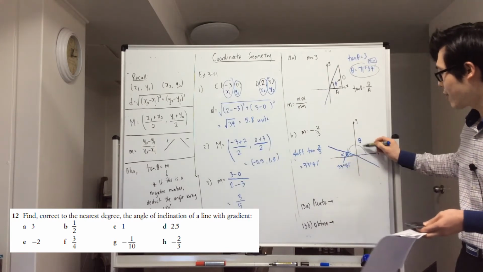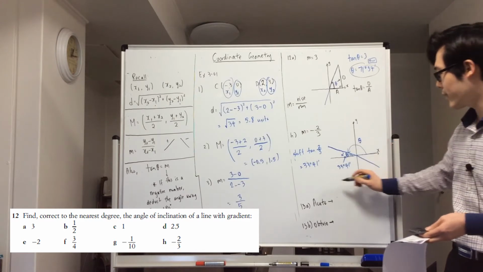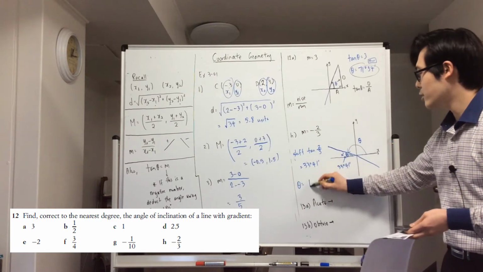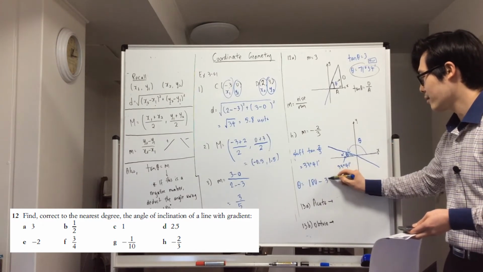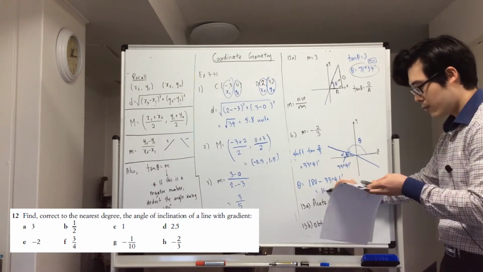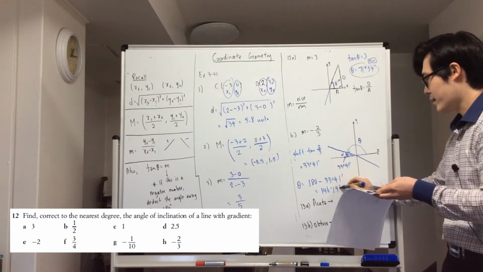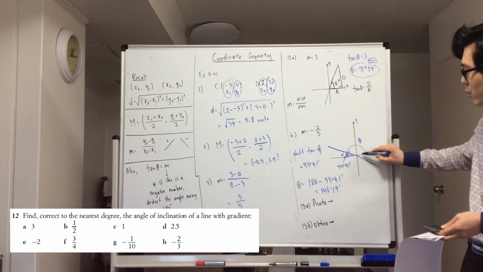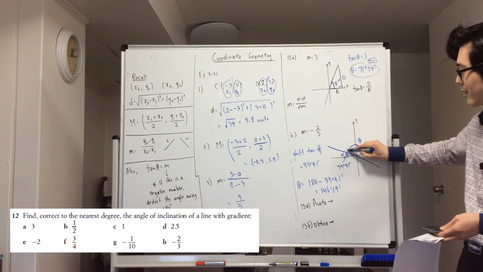But remember, I want that angle. So if I want to find that angle, so theta is then you do 180, take away that, okay? That's the extra tip you gotta know, okay? 146 degrees and 19 minutes. Okay, so the angle you want is always from the x-axis until you hit the line, not that one.